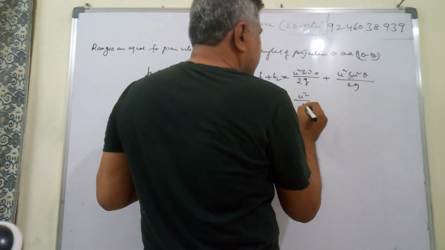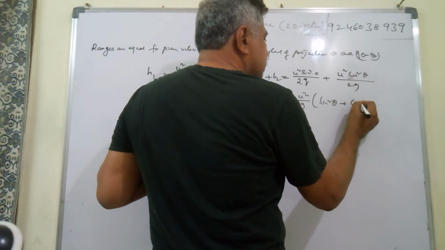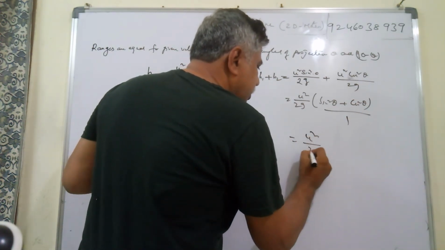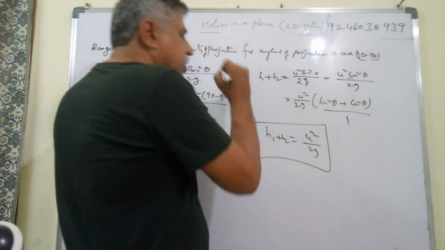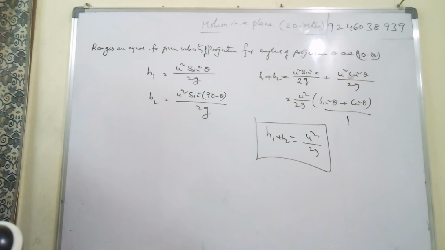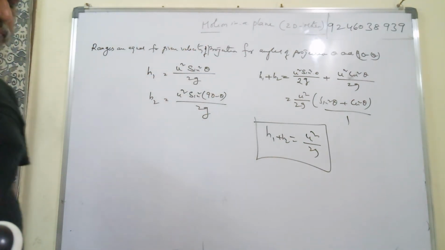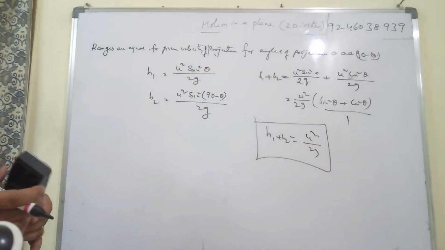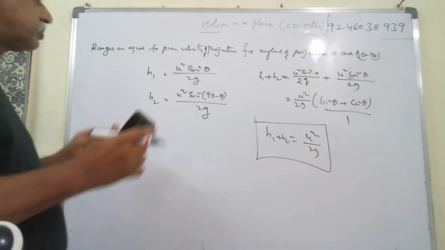U square by 2g into sin square theta plus cos square theta. It becomes 1. That is why it is u square by 2g. H1 plus H2 is u square by 2g for angles of projection theta and 90 minus theta. This is the sum of heights reached by the projectile for the angles of projection theta and 90 minus theta.